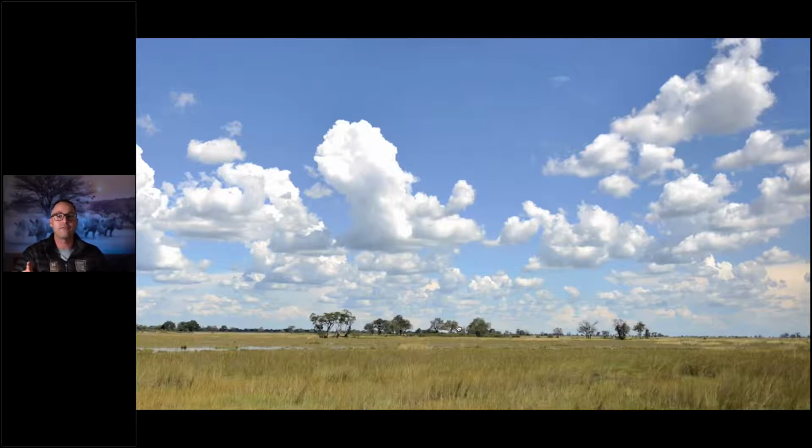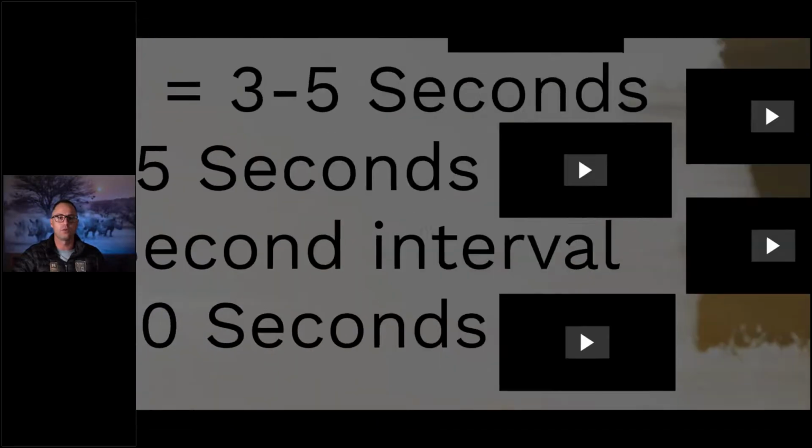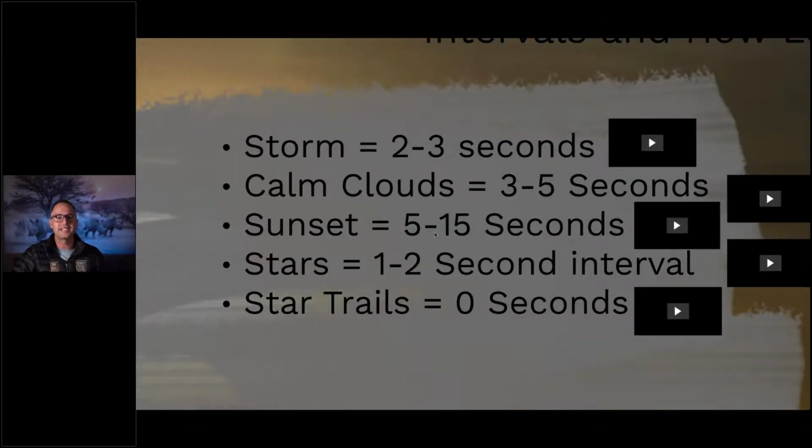If you did really fast photos at a 10-second interval, it would just be a mad blur and it wouldn't capture the moment. So you have to really give it some thought, and these are just baseline figures that we're working on. A sunset would be between 5 and 15 seconds.